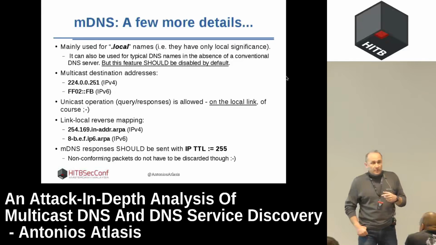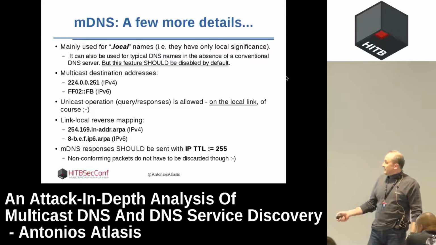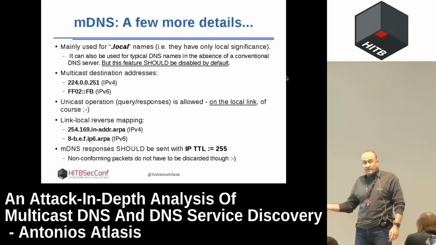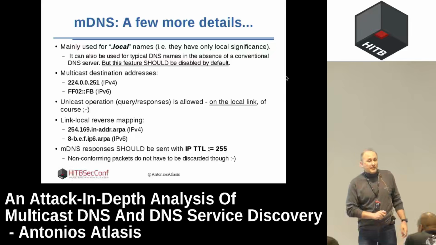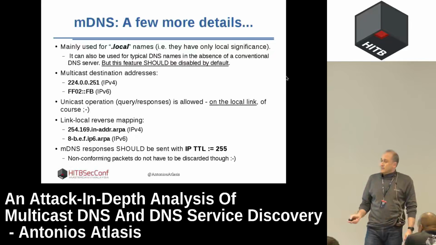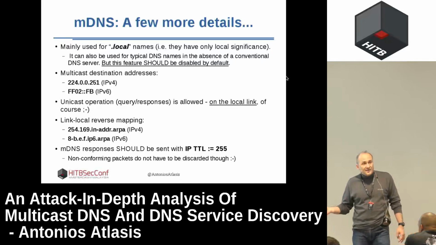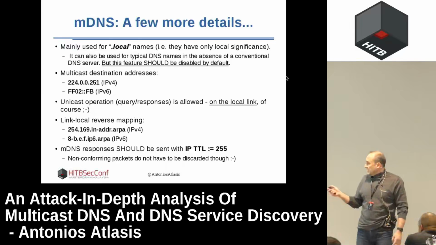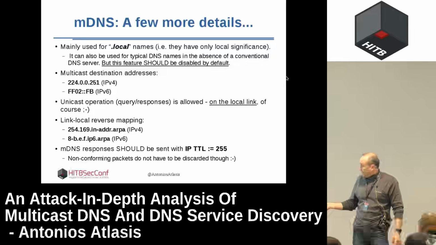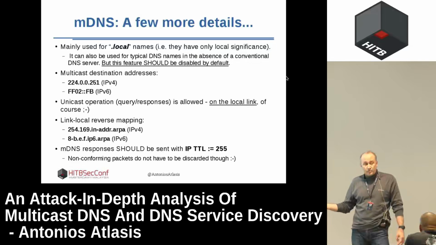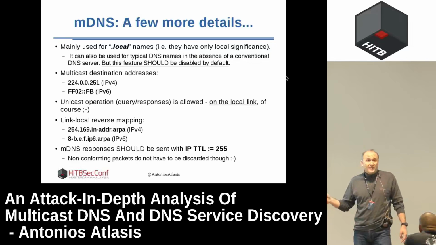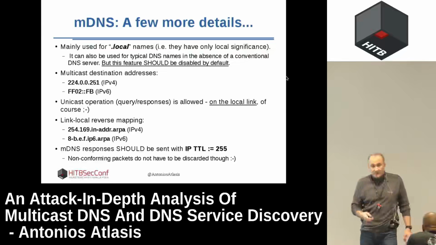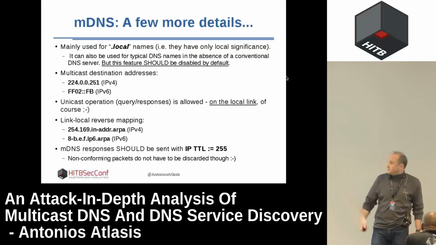The weird thing here, though, is that although the RFC defines that this should be the value used in mDNS packets, it doesn't advise to discard them in case this is not the case. So hosts have to use this value, but if they receive a packet which does not have this value, they do not have to discard it. They must accept and process it.